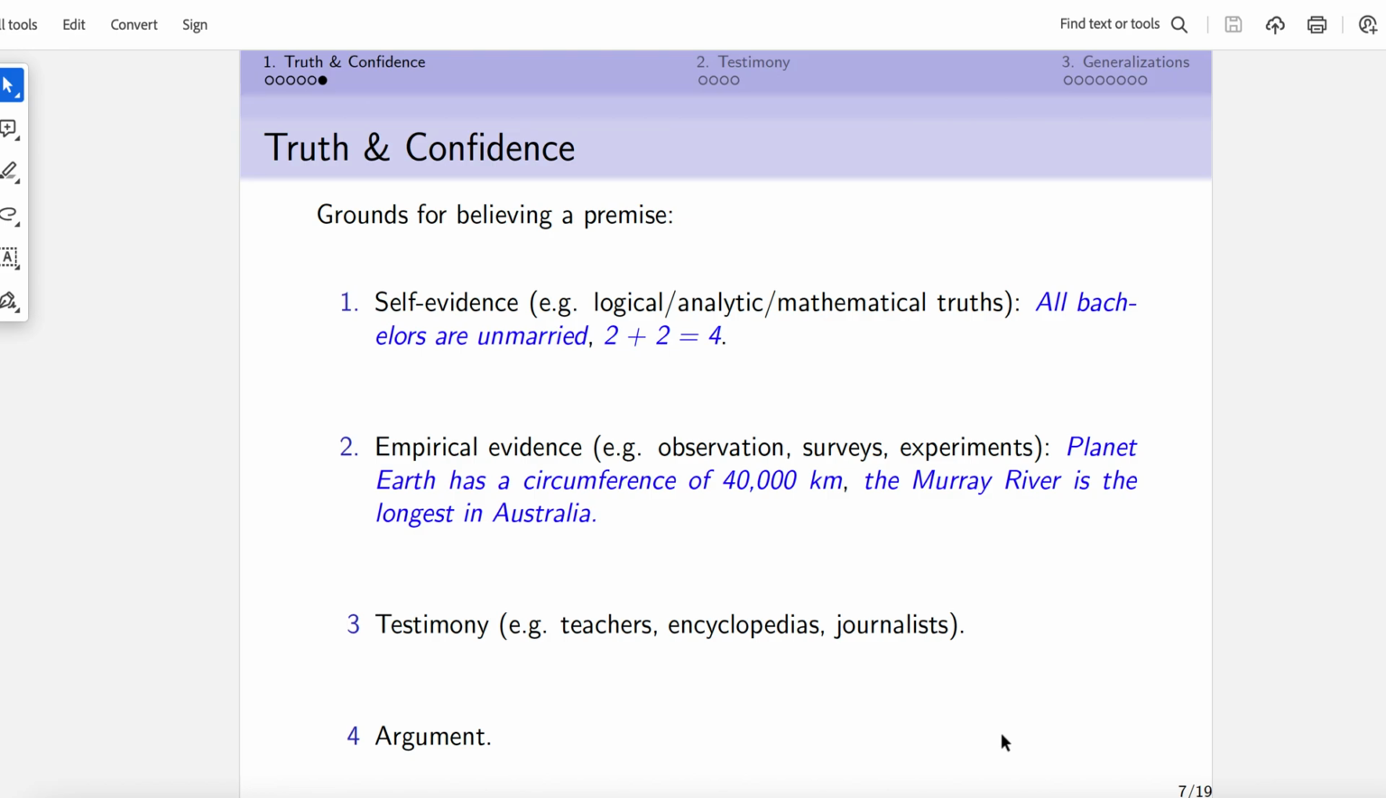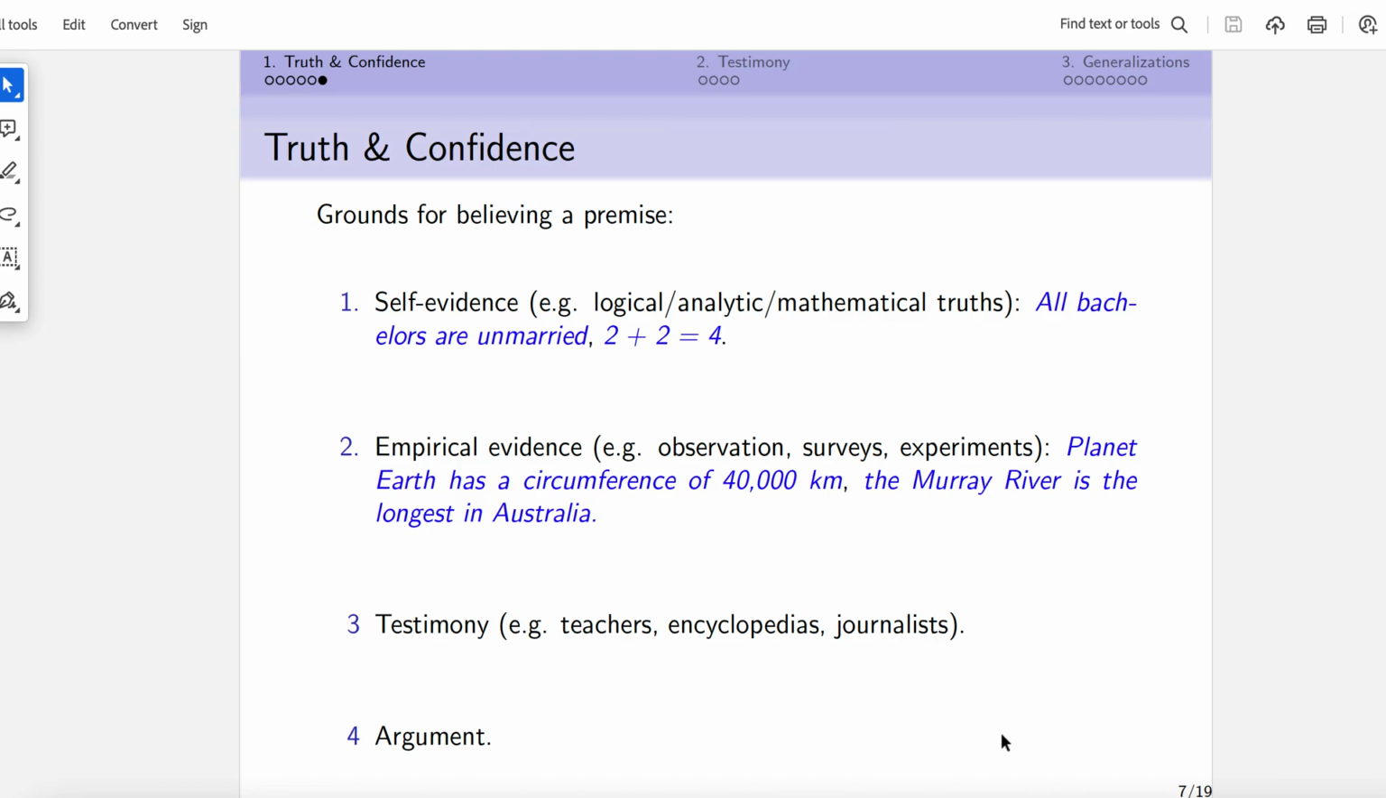So, for instance, I might be interested in what a journalist has to say about the war in Ukraine, right? That might tell me certain information about what's going on there that I don't immediately have access to. So we'll return to the nature of testimonial evidence in the next section.